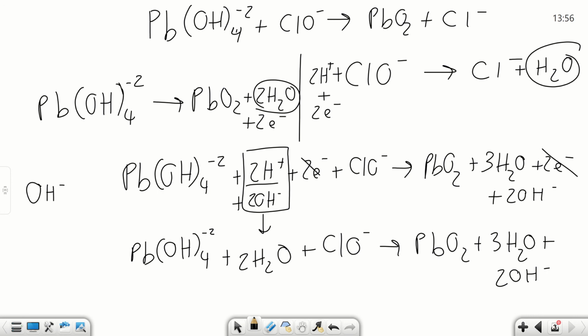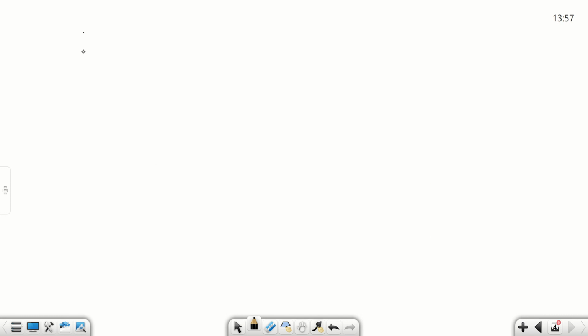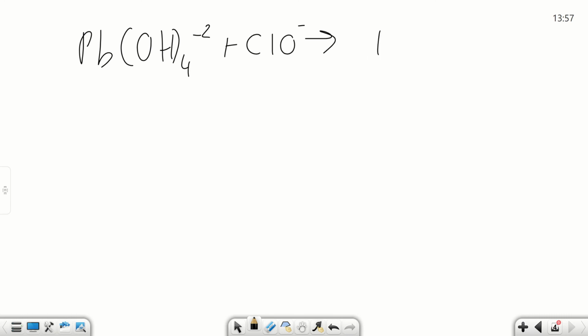The thing is, I do then cancel out anything that's still the same on both sides. So I do have 2 H2Os, so I'm going to get rid of that. And I'm going to get rid of 2 of these, so I'm left with 1. And then I am left with PbOH4 minus 2 plus ClO minus produces Cl minus plus H2O plus 2OH minus plus PbO2.